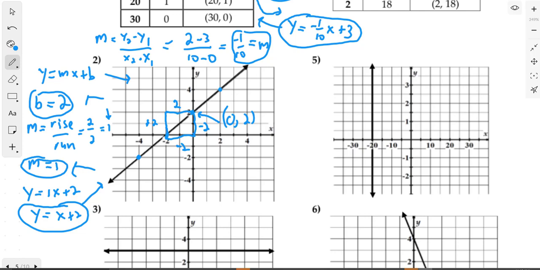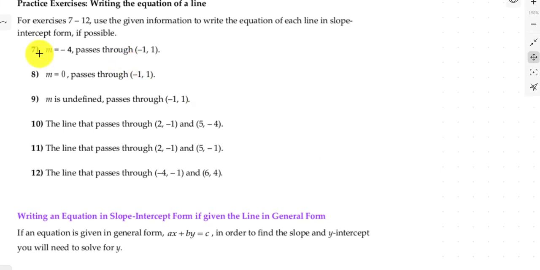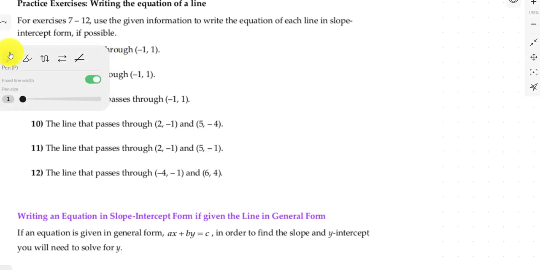In this next video, I'd like to jump to page 143, and I'd like to look at a couple of the practice problems, right? They're going to give us some information, and we're going to be tasked with writing the equation of a line in slope-intercept form. And then notice it says, if possible. So perhaps some of these we can't write an equation of a line. So let's give it a shot.